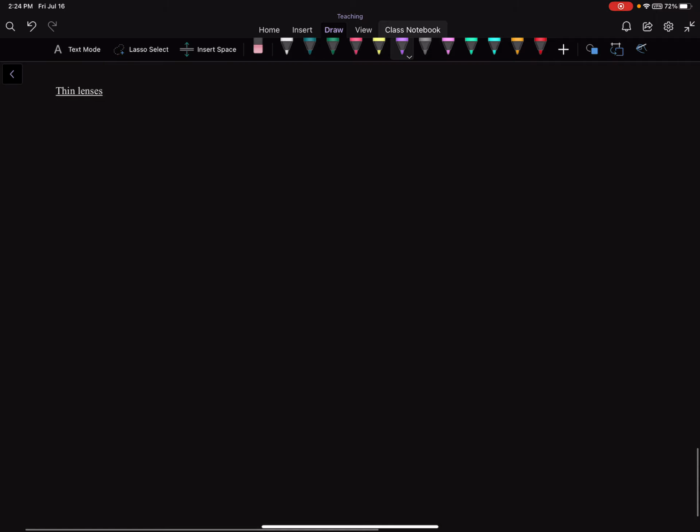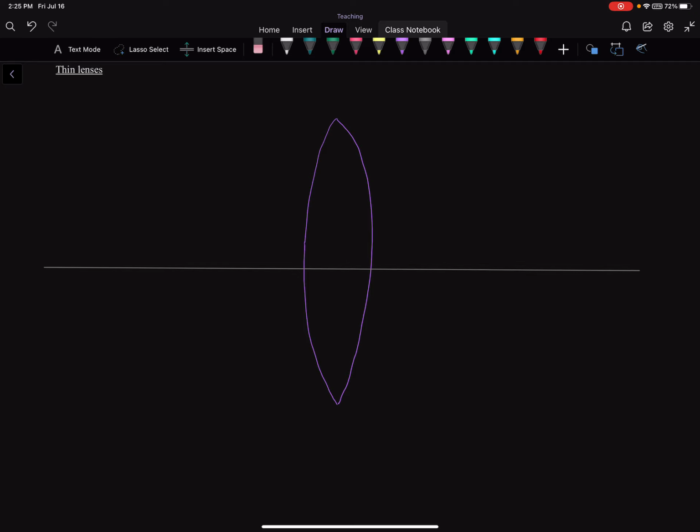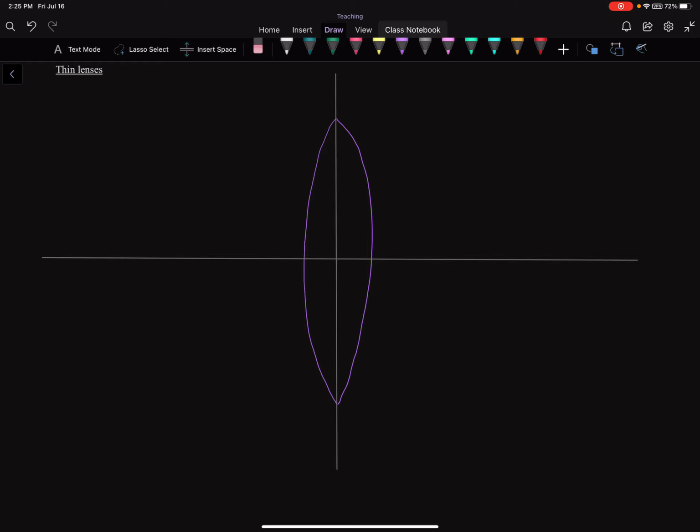I'm going to draw it. So we have a surface on the left, and we have a surface on the right, like this, right? And we have an optical axis going right through the center of it, somewhere right about there, maybe a little higher. And we are going to identify the very center vertically between the two surfaces, like this, and we're going to call this point O.